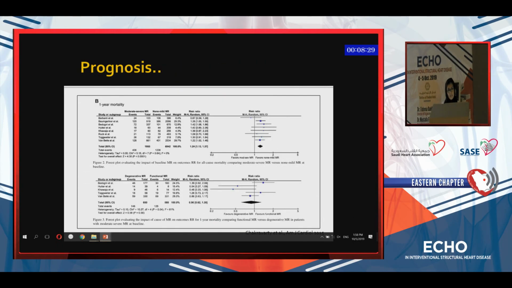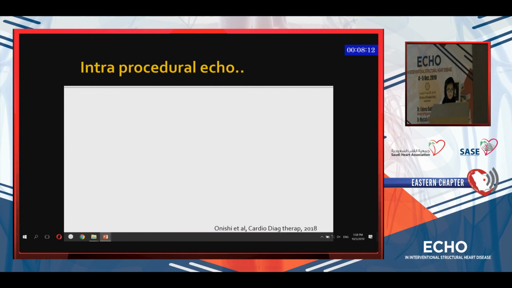And this is again another forest plot that looks at the mortality of these patients. So although the degree of mitral regurgitation gets better, their overall long-term outcomes are not as good as those with less significant mitral regurgitation.